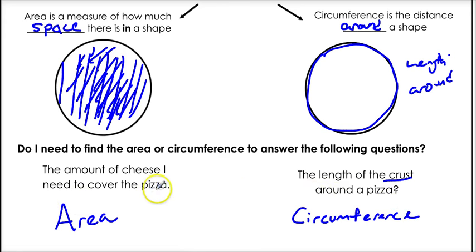This might just come in handy because you might have some word problems to do today. When to use area and when to use circumference. So let's get into the formulas.